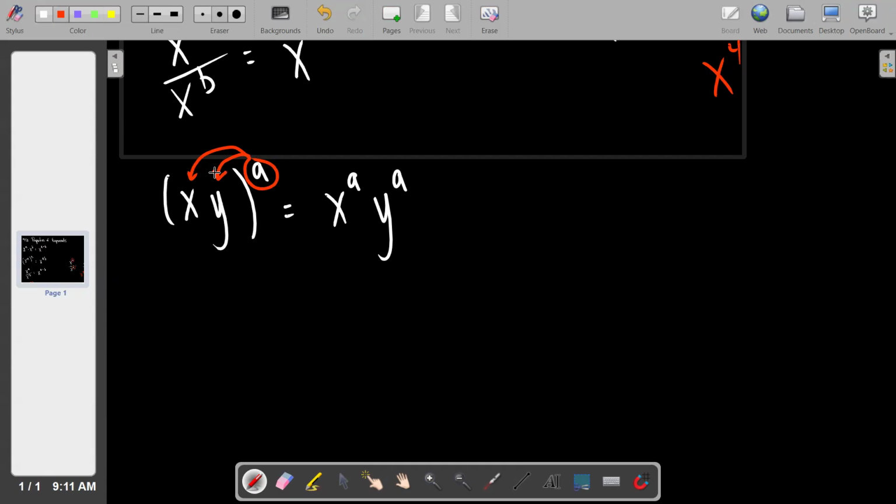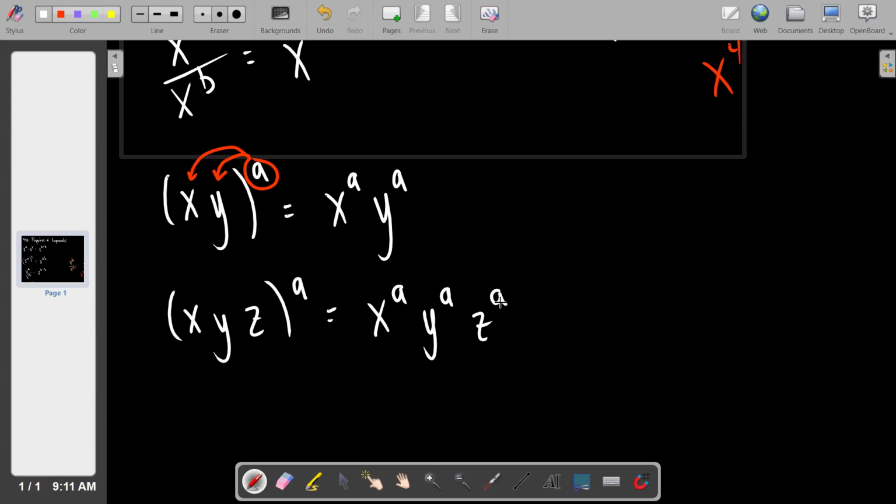And that property can be expanded, by the way. If I had a triple inside, like x, y, z to the power of a, I can expand that distribution as much as I need to. It would be x to the eighth, y to the eighth times z to the eighth. That distribution can go on provided that the things inside are connected by times and that there's no plus or minus, because that's a more algebra 2-y kind of thing. If everything inside is just clumped together, distribute to your heart's content.